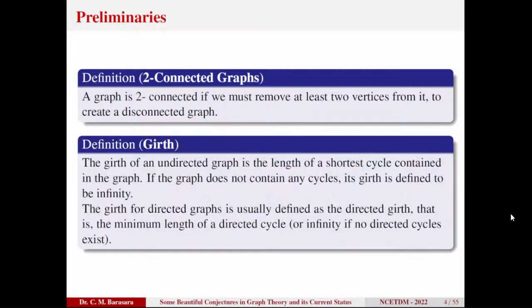And the girth of an undirected graph is the length of the shortest cycle contained in the graph. Similarly, for a directed graph, it is known as directed girth, and it is the minimum length of a directed cycle. And if the graph doesn't contain any cycle, then the girth would be defined to be infinite.